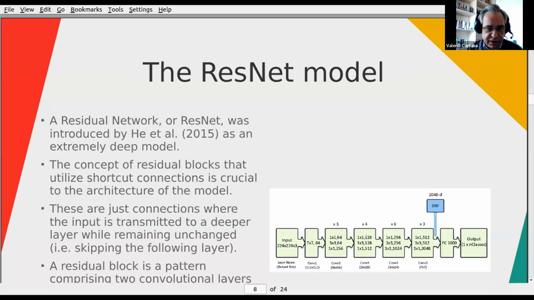We have the residual network model, or ResNet, which was introduced by He et al. in 2015 and is an extremely deep model. The concept of residual blocks that utilize shortcut connections is crucial to the architecture of the model. These are just connections where the input is transmitted to a deeper layer while remaining unchanged. The residual block is a pattern comprising 2 convolutional layers activated by ReLU, where the output and input of the block are combined. And this is called the shortcut connection.